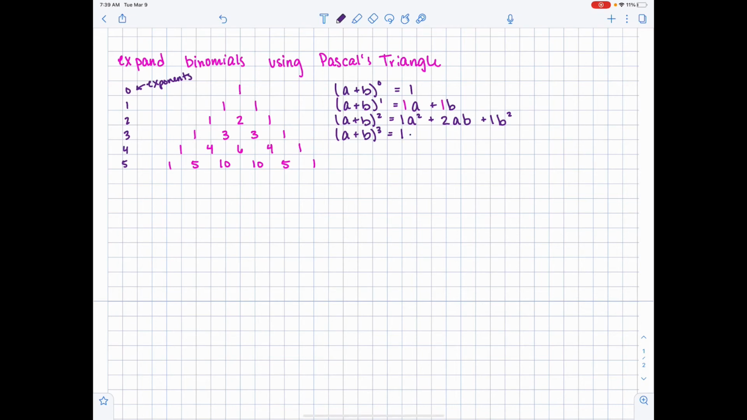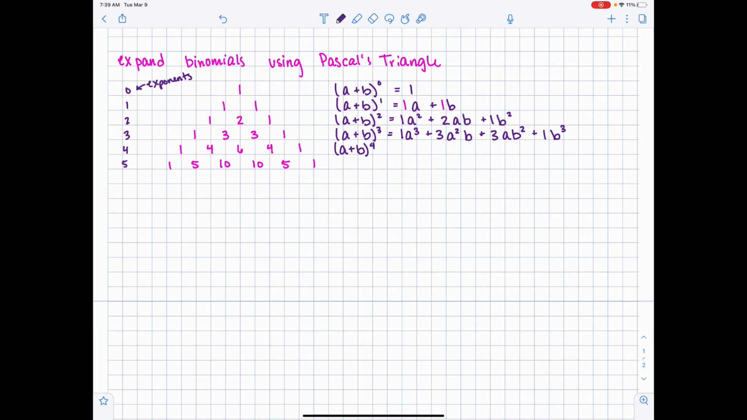So we have 1a cubed. All right, now we're going to take, okay, plus 3. Take 1 away from the a, so a squared, but add a b. Plus 3, again, take away 1, ab squared. So we took away 1 from the a, added an exponent to the b. And then lastly, plus 1b cubed. All right, and this pattern keeps continuing.